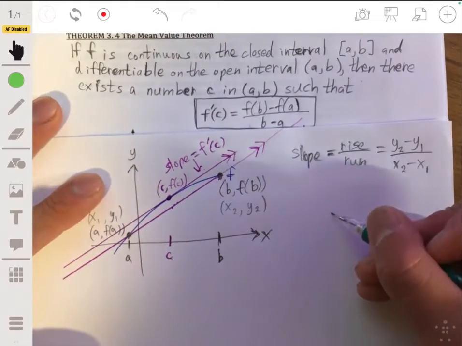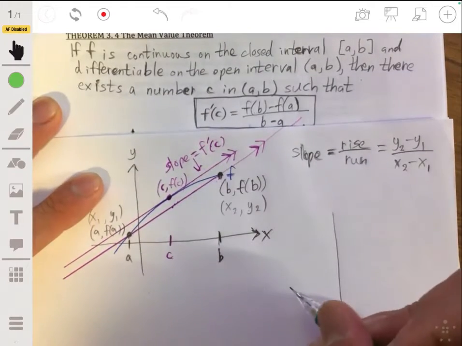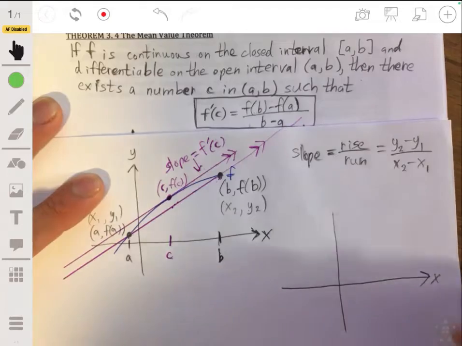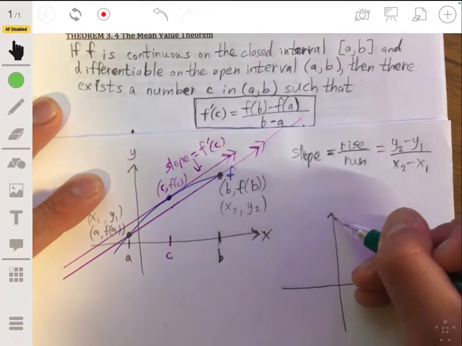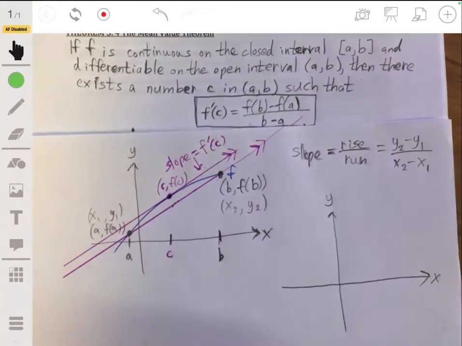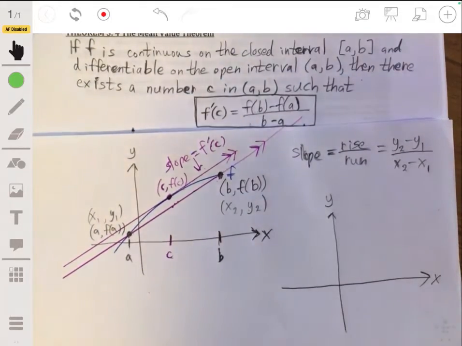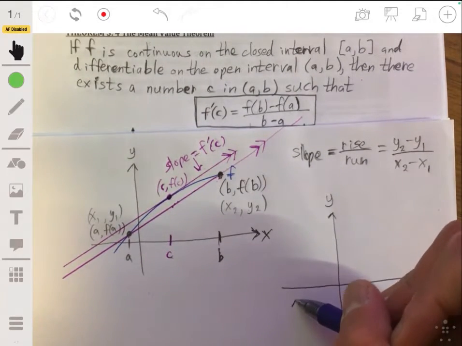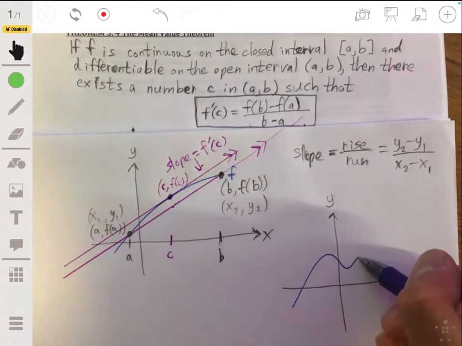So let me just do another geometric example to kind of show you what I mean. Again, I'm going to draw a random graph, so it will make a lot more sense. Let me just do something that's not so plain. What if I did something like this? What if I went up, then down, then up again, and down.